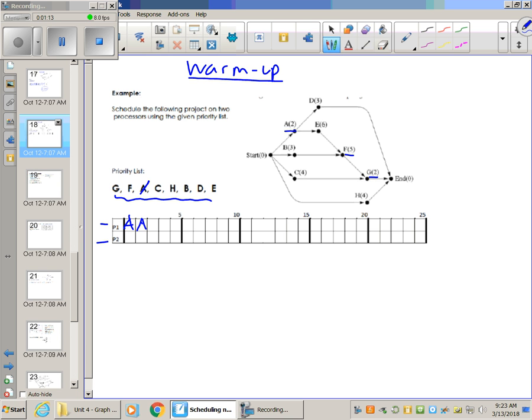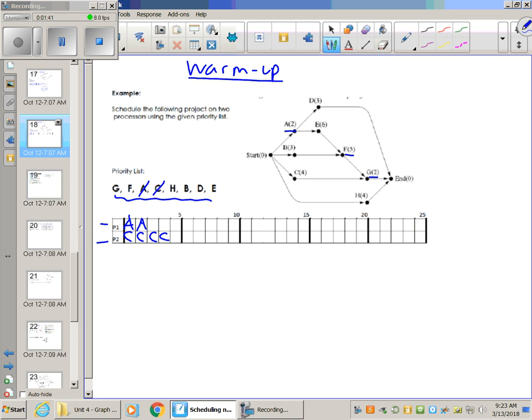A is out. So remember, we go back to the beginning of the list and we see if anybody else is ready. G's still not ready. F's still not ready. Let's look at C. C is ready because start is looking at it. And since it has no prerequisites, let's go ahead and put it as far left on the list as we can for our processors. Let's give it P2. Let's see, 1, 2, 3, and 4. And now C's out.